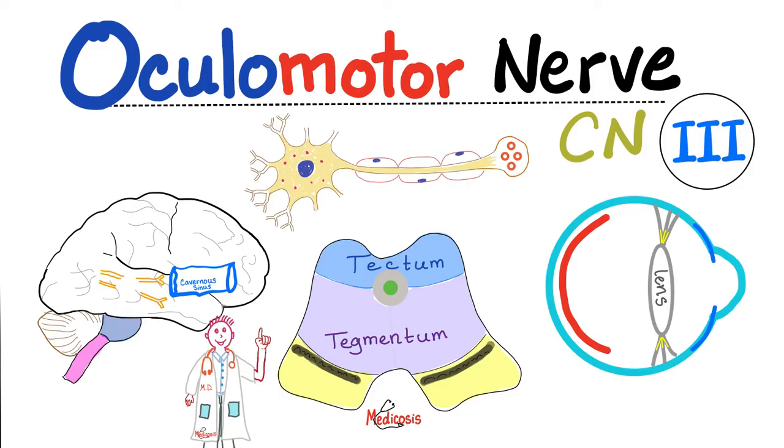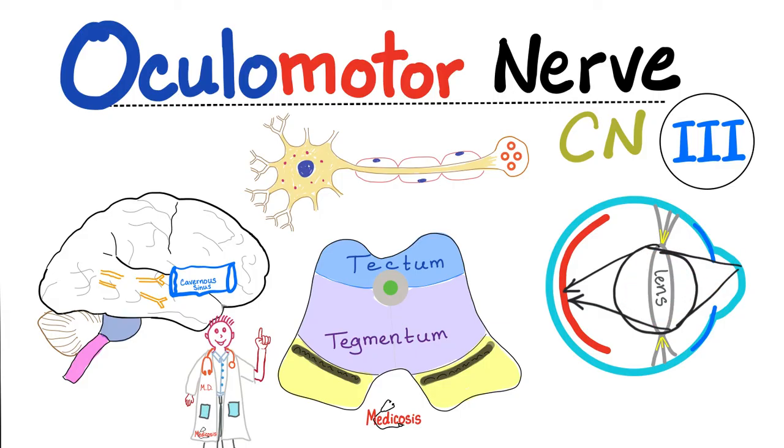Number 1, to accommodate the lens. What does that mean? To make the lens circular like this. Why make it circular? So that I can reflect the rays of light just like this on my retina. And this is important for near vision, such as reading a book. So the first parasympathetic function is accommodation of the lens.